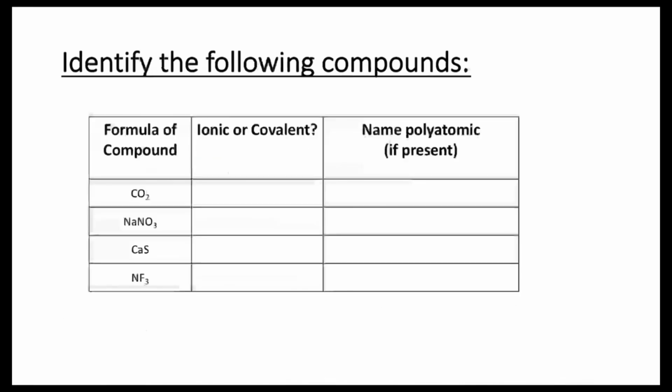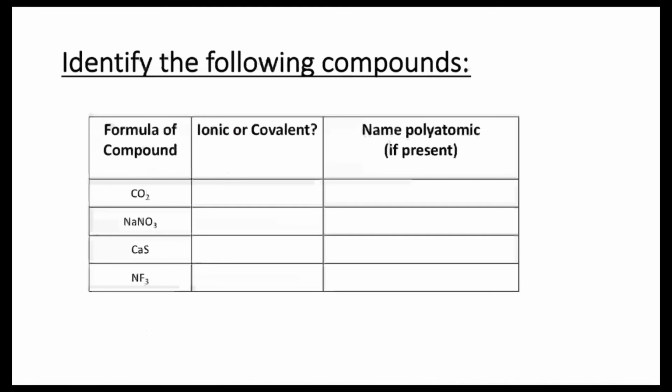So the last slide I want to show you quickly is something out of your notes. You're going to be looking at this and identifying if it's covalent or ionic, and then if there's a polyatomic present, you will be using that chart from 2 slides back, which gives you a list of polyatomics. I also gave you this list with your periodic table so that you can use it for assignments like this as a quick reference while you're learning them.